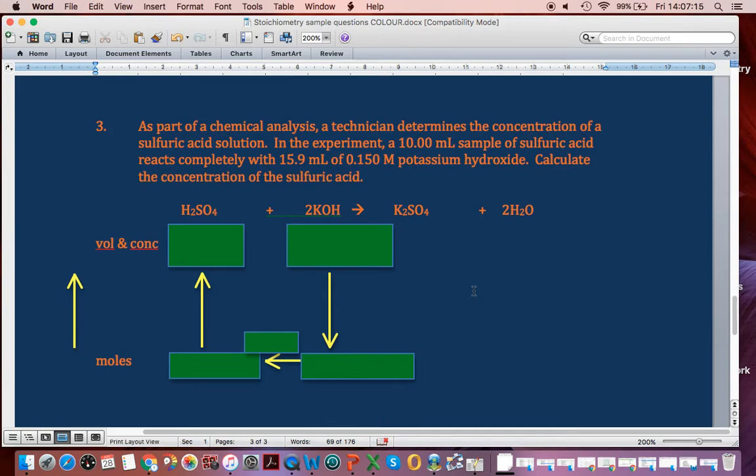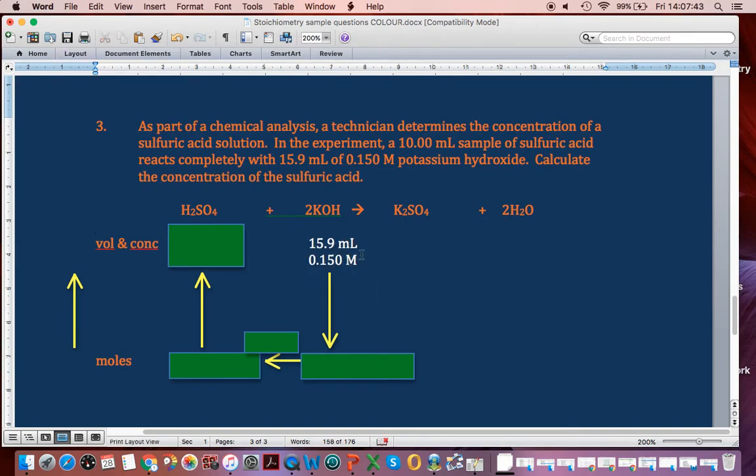So, step 1 says balance chemical equation, and we've got that for you. Sulfuric acid, potassium hydroxide, you say, whoa, that looks like a neutralization reaction. Now, over here, I've written down volume and concentration. I could have written down mass. All it's telling me is it's not moles. You can tell where to start because it talked about the volume and concentration of potassium hydroxide. So that's our starting point.